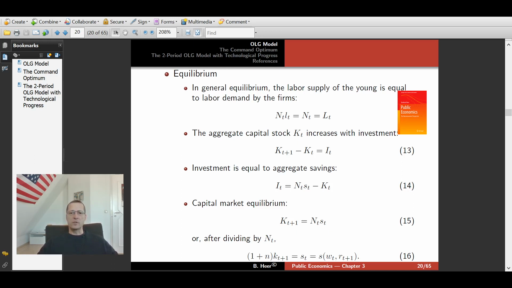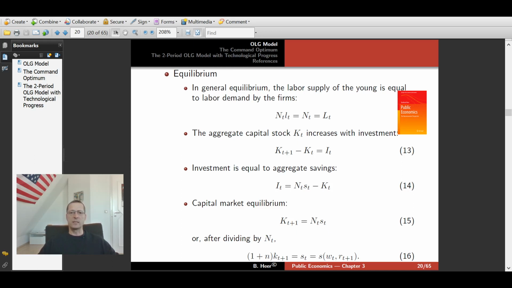And the capital stock of the previous period, or of this period K_t, is owned by the only people that were alive at the end of last period, so the old people. And they just consume the capital stock, disinvest the capital stock, so that the investment is equal to the difference between aggregate savings of the young, N_t s_t, minus this savings of the old K_t. So if we substitute investment from equation 14 into equation 13, we get the capital market equilibrium.